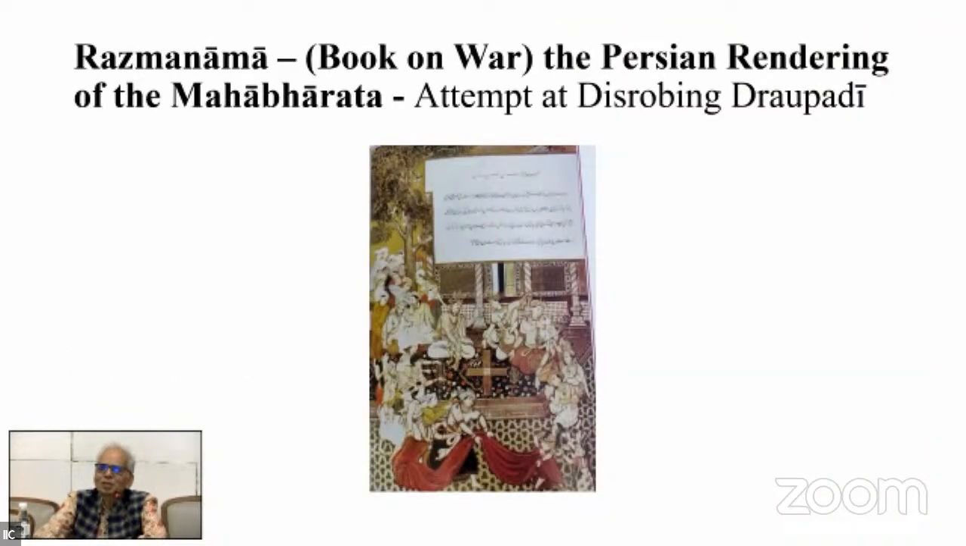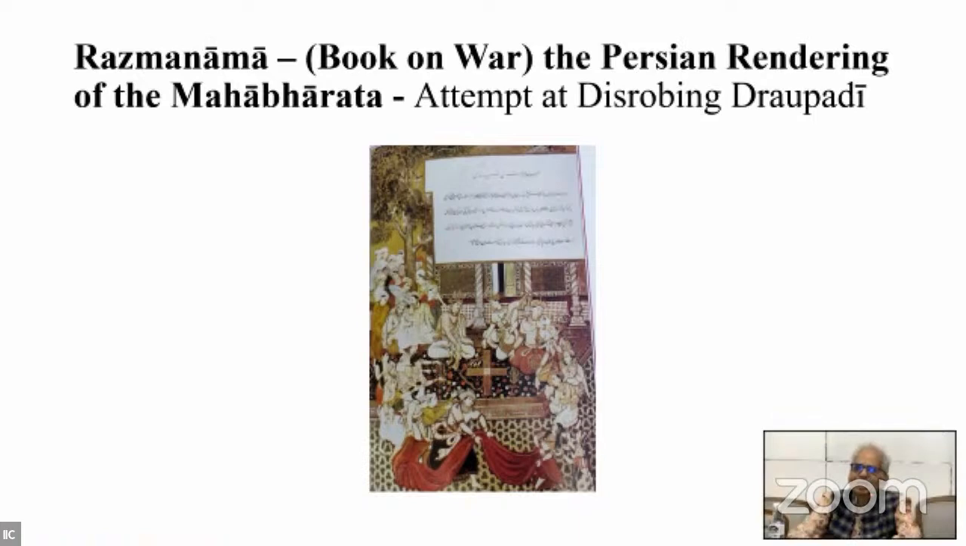Then there are scenes from Razmnama, that is book on war, that is Mahabharata. Razm is war. And this is attempt at disrobing Draupadi. Dushasana is trying to disrobe Draupadi, and the whole lot of her garments or sari is shown here. Dushasana is here in the middle, Draupadi is on my left side, and the courtiers, they are here. Duryodhana, Bhishma, Drona, and other courtiers are there. Elders are also there, and the description is given in the middle and the top of it.